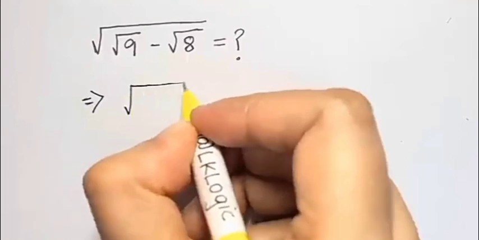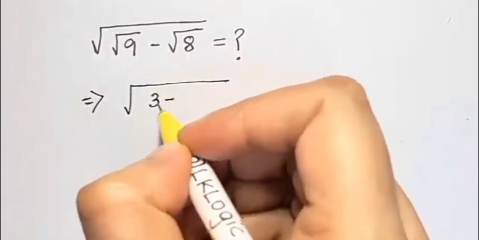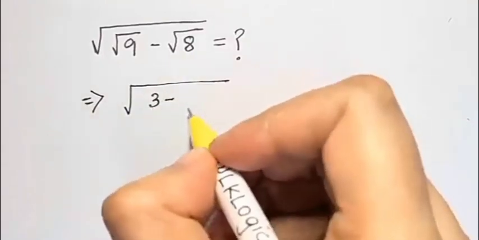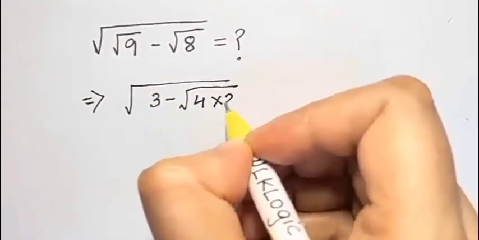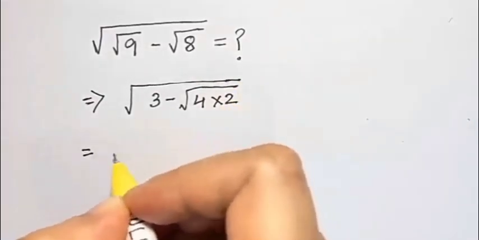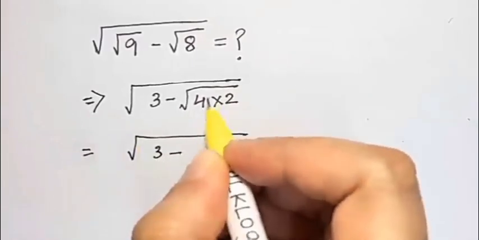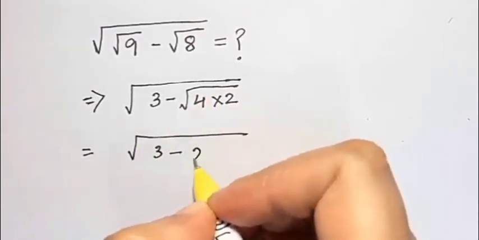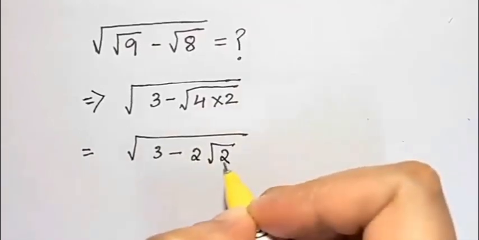So we have the square root of 3 minus the square root of 8, and the square root of 8 can be written as the square root of 4 times 2. 4 times 2 is 8. Now what we are going to do is, this is the square root of 3 minus the square root of 4, which is 2. So that comes out as 2 root 2. So we have this 3 minus 2 root 2.